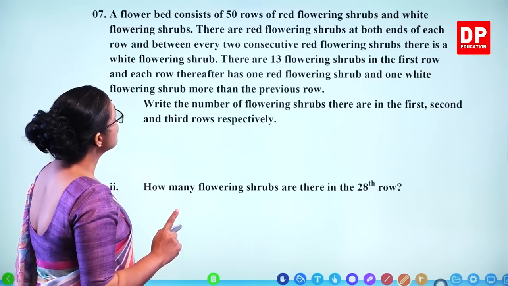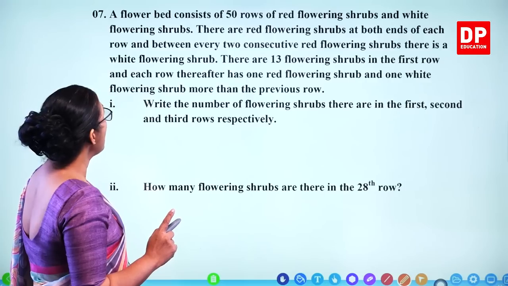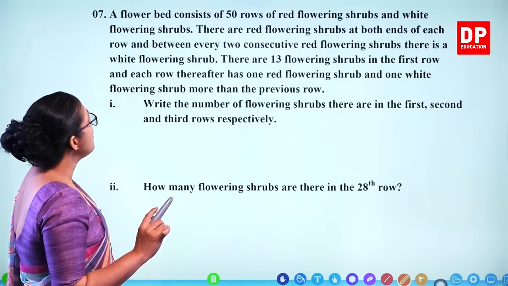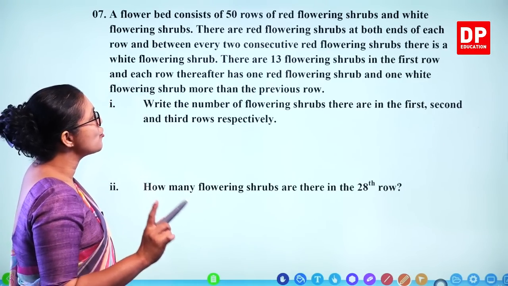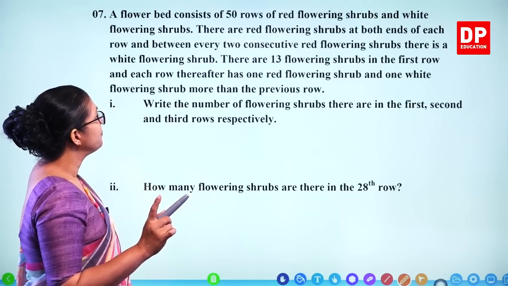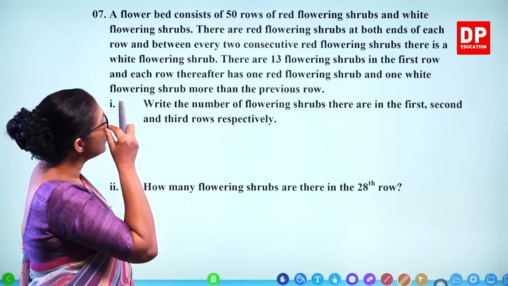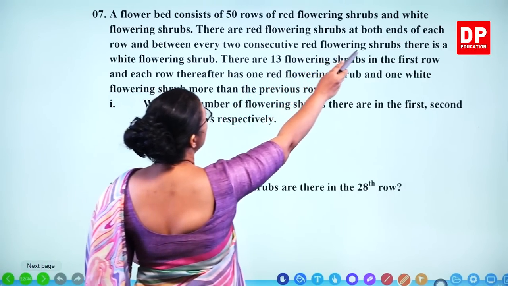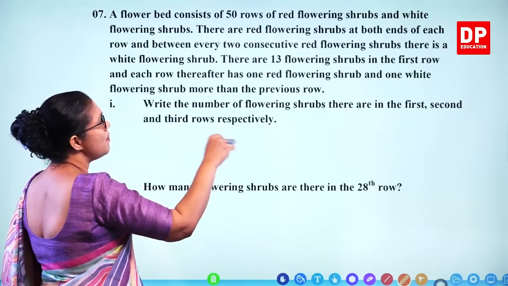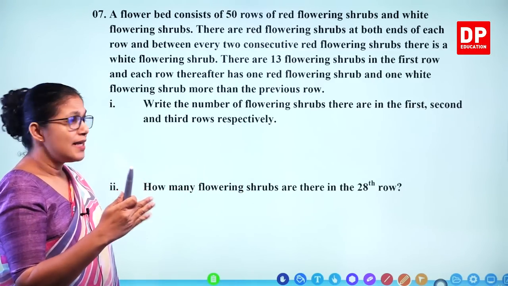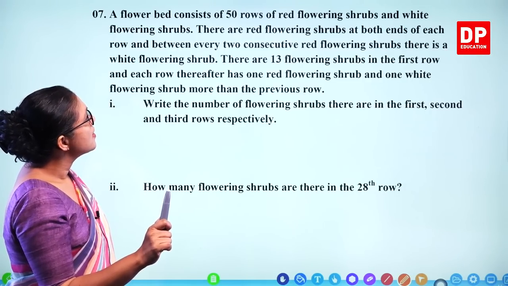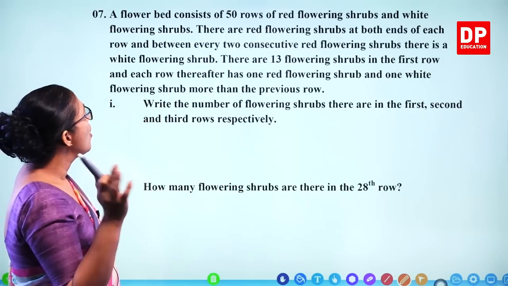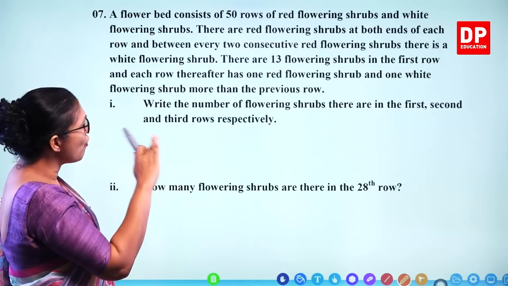A flower bed consists of 50 rows of red flowering shrubs and white flowering shrubs. There are red flowering shrubs at both ends of each row, and between every two consecutive red flowering shrubs, there is a white flowering shrub. When you read that question, what do you see? So that means here both ends red ones and in between white ones. So the number of red shrubs in one row is one more than the number of white shrubs. That's what you can get from the first sentence.